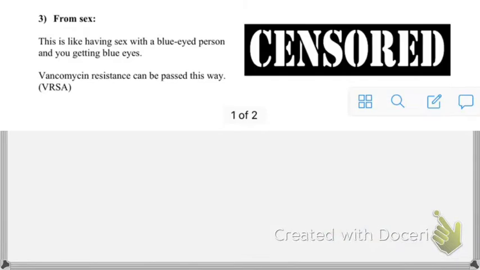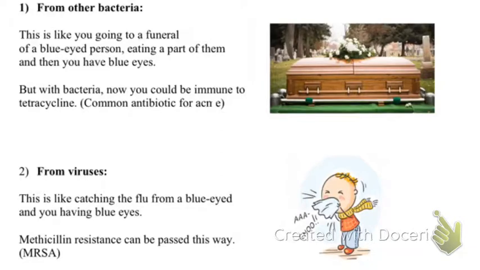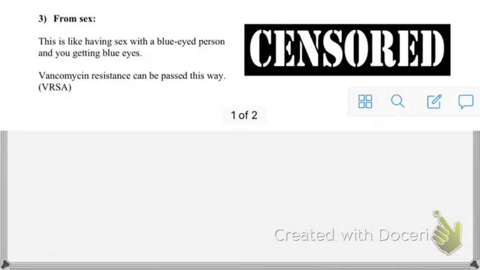And the third way is from bacterial conjugation. That is like you having sex with a blue-eyed person and you getting blue eyes. Doesn't happen in people, happens very readily in bacteria. Vancomycin resistance is passed this way, through bacterial conjugation. Vancomycin is a step above methicillin. So VRSA is an even scarier form of MRSA, because it means that not only has methicillin failed, but vancomycin has failed as well in treating this particular staph infection. Alright, that's how bacteria share their genetic information.